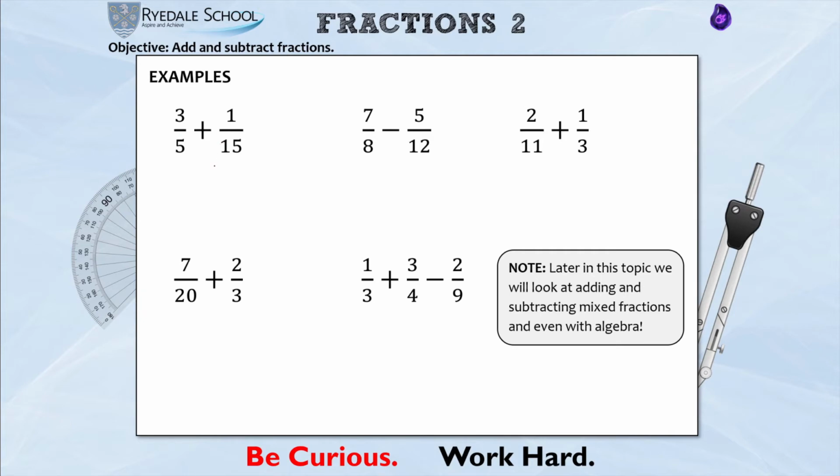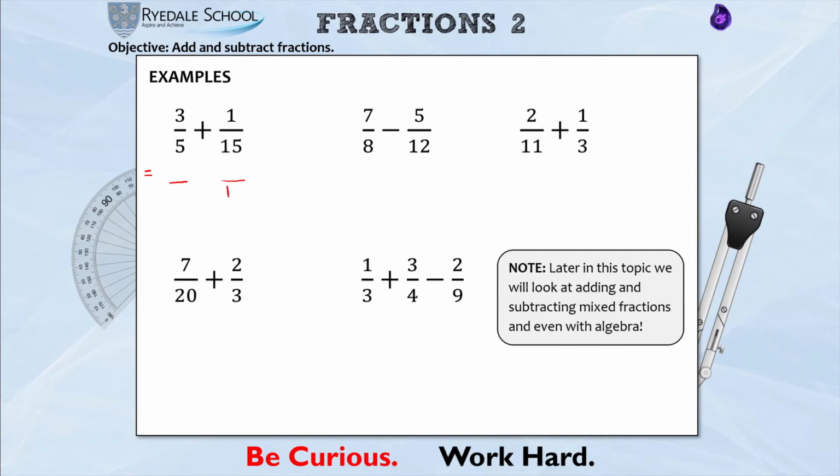So my first example is adding the fraction 3/5 and 1/15. Now you can't just add the top and bottom numbers because the fractions are not the same size. It is a meaningless answer. What we need to do is express these fractions with the same denominator. So we're going to be looking at both denominators, thinking about the 5 times table, thinking about the 15 times table, and thinking what number is in both those times tables.